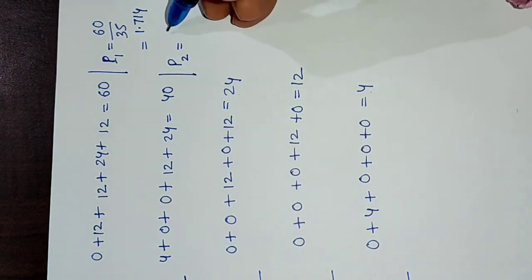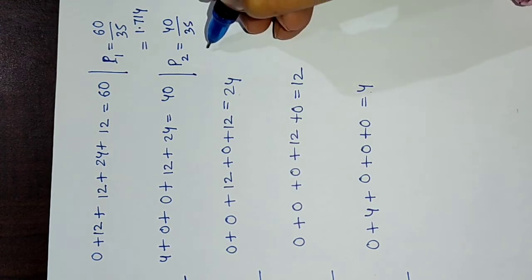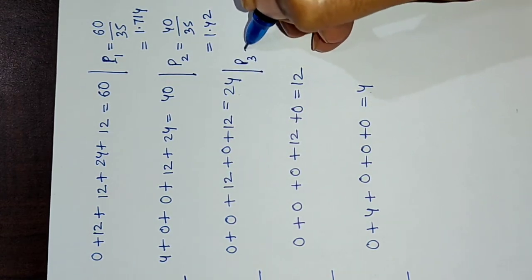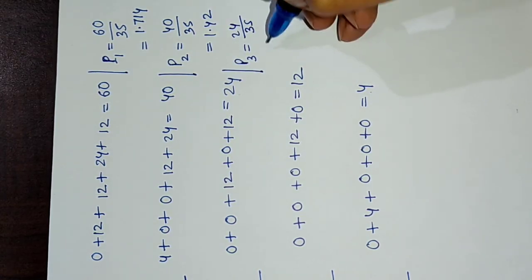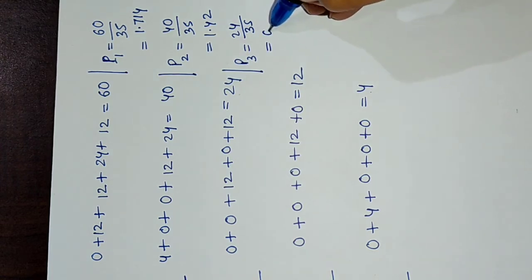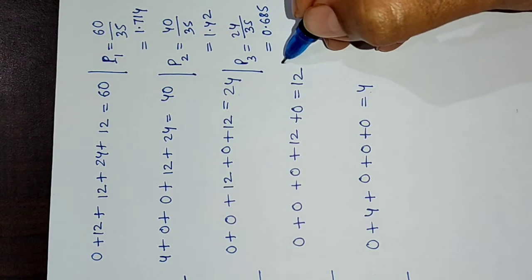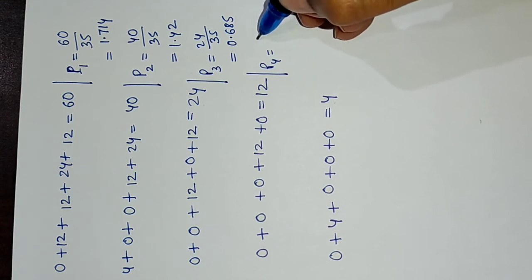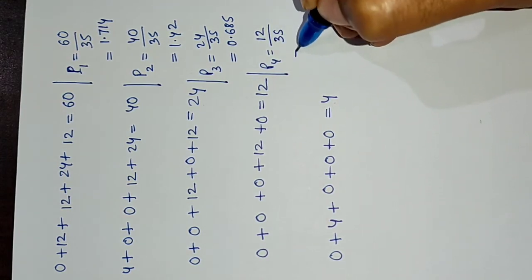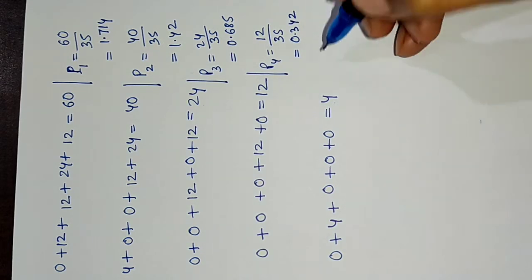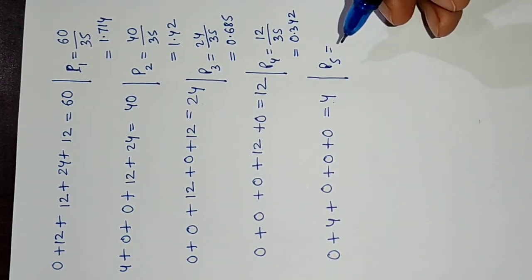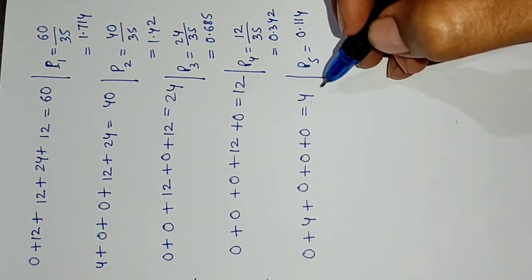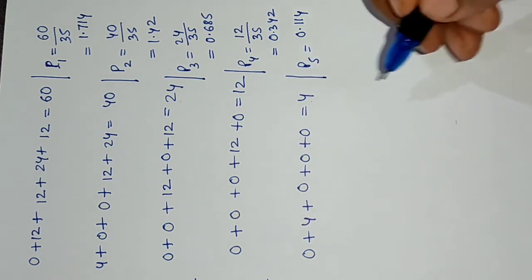For the second level, it will be 40 upon 35. It is giving us 1.42. P3, it is 24 upon 35, so it will be 0.685. P4, 12 by 35, it is 0.342. P5, it will be 0.114 by dividing 4 by 35.